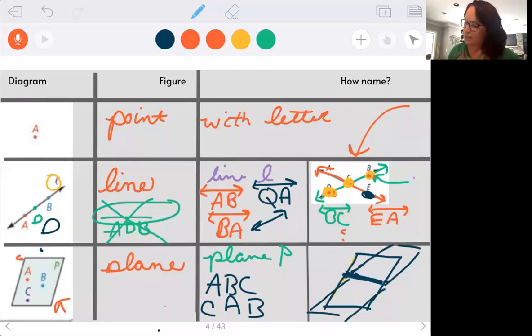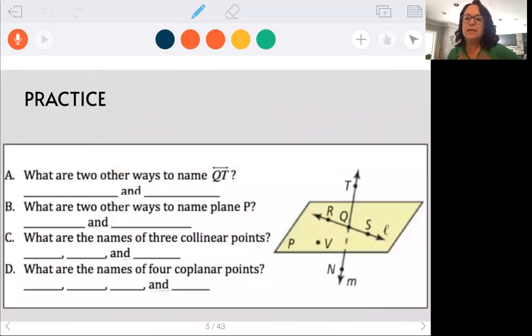So let's move along to the next page. Let's do a little practice. So again, for taking your notes, I don't really need you to put the practice in there. I just want the notes. If you want to, you can go ahead and then you'll for sure get full points.